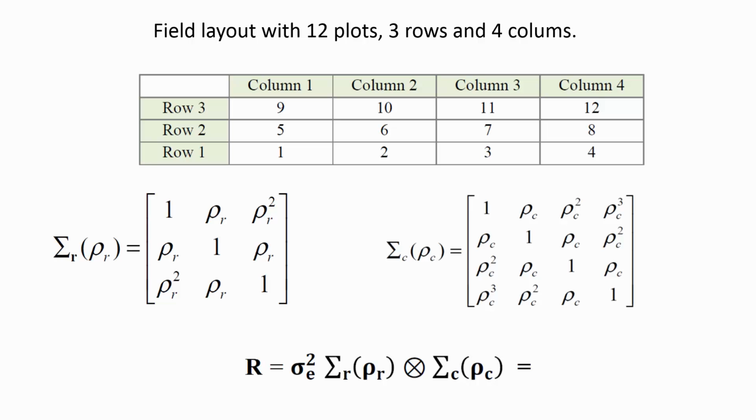It's 4 by 4. You can see that this correlation coefficient here is bound by -1 and 1, so it's less than 1. And as you increase the power of that, it's going to decrease in value. So as columns get further apart, the correlation is going to decrease. As rows get further apart, the correlation is going to decrease. And then to build our R matrix, the covariance matrix among our residuals, we're going to take the Kronecker product of these two things and then multiply by the error variance.